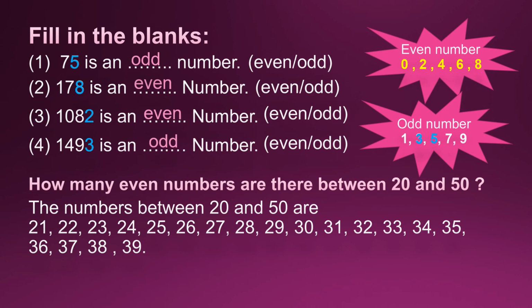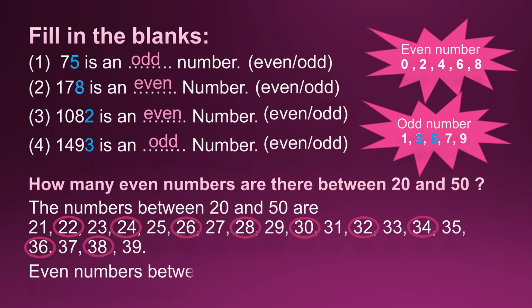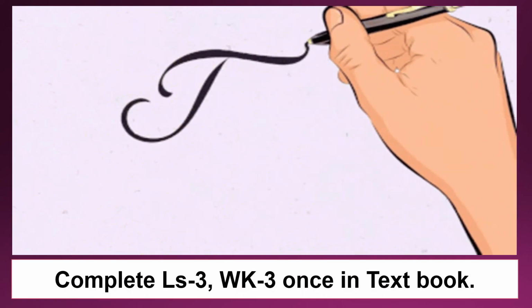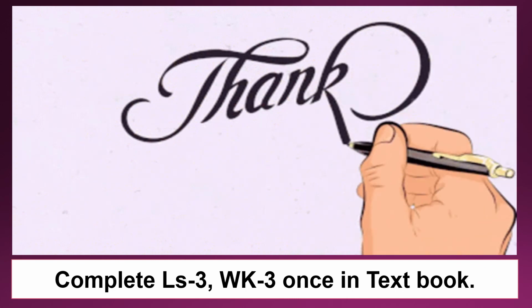But we need to find the even numbers, and in even numbers the last digit is 0, 2, 4, 6 or 8. Now find out the numbers whose last digit is either 0, 2, 4, 6 or 8. So pause the video and encircle the even numbers, and check: the even numbers between 20 and 50 are 22, 24, 26, 28, 30, 32, 34, 36 and 38.